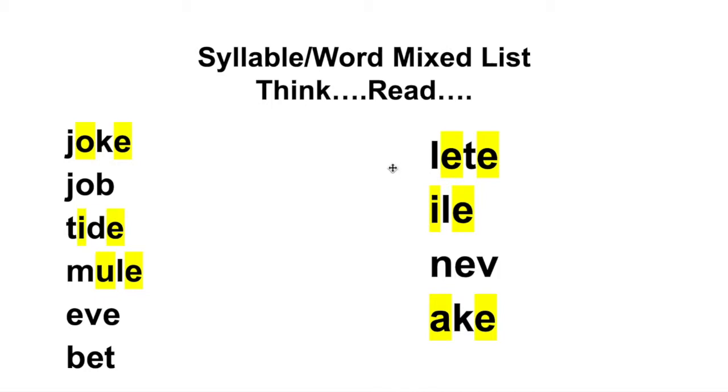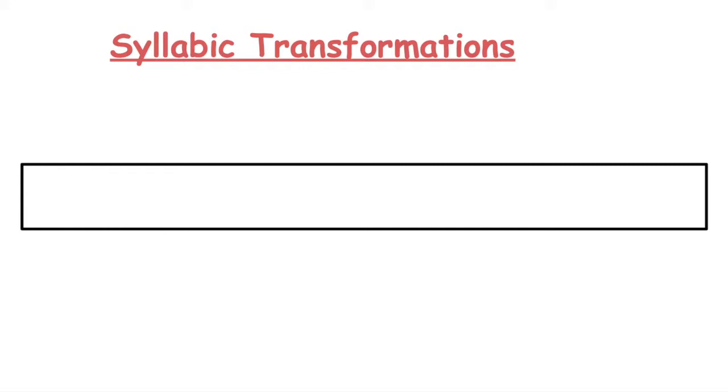Now over here on this list, these are syllables. So they're not real words. They're just parts of words, but they have the same pattern. There's E's at the end, which means the vowels are long. So this E here is long. So let's think, read, leet. Good. Think, read, aisle. Good. Long I. There's no E here, so this is a short vowel. Ready? Think. Read, nev. Think, read, ache. Good.